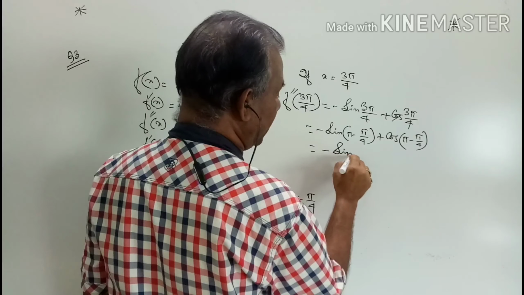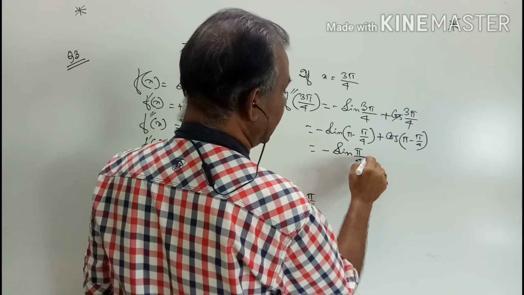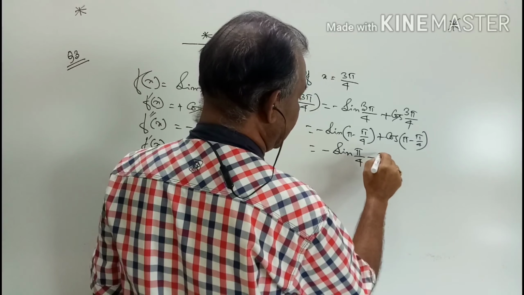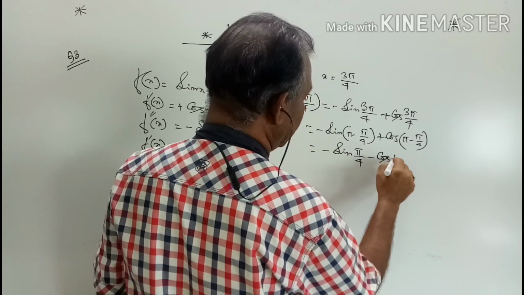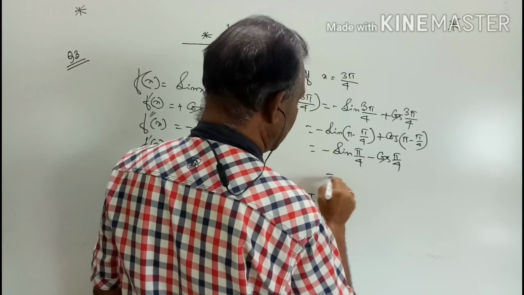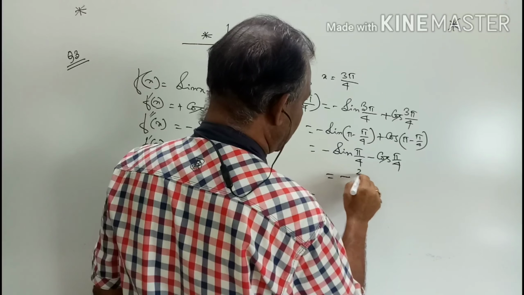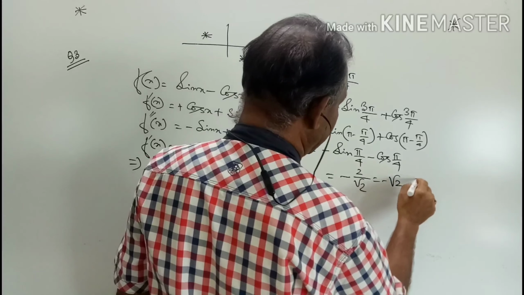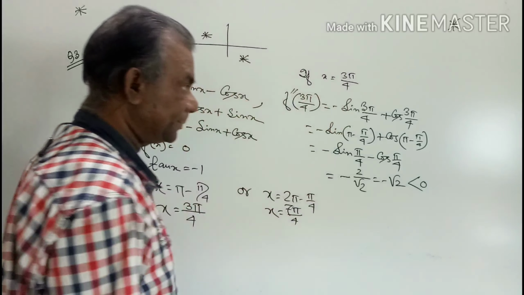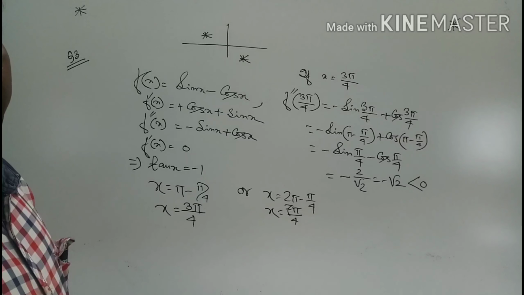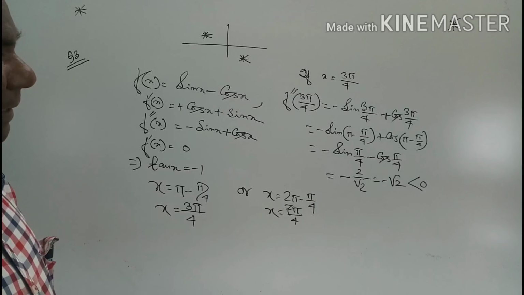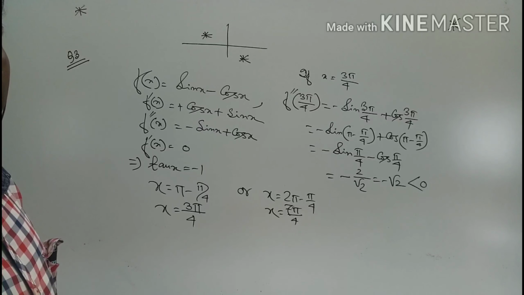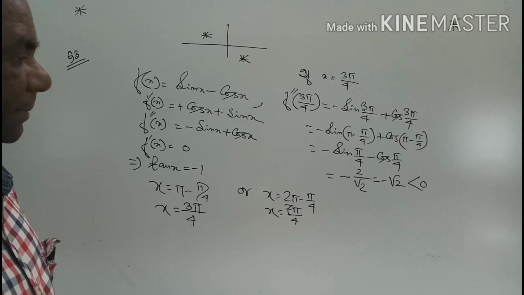So sin pi by 4, and for pi minus pi by 4, cos will be negative, so cos pi by 4. So it will be minus 2 by root 2 equal to minus root 2, which is less than 0. So what can we say? The given function has maximum value at x equal to 3 pi by 4.